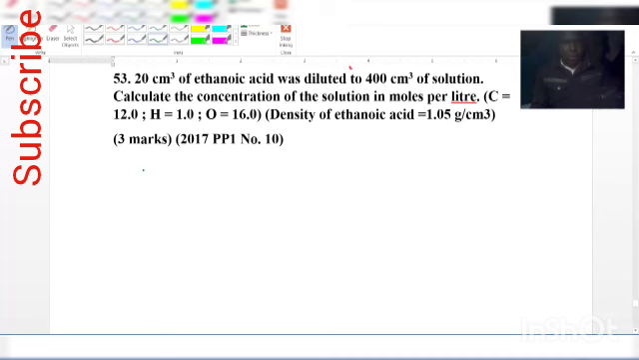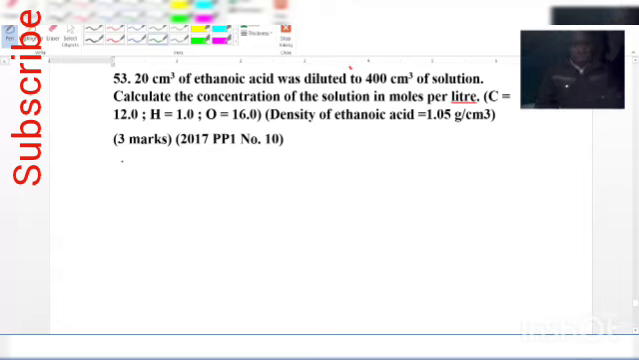20 centimeters cube of ethanoic acid was diluted to 400 centimeters cube of solution. Calculate the concentration of the solution in moles per liter. The density of ethanoic acid is 1.05 grams per centimeter cube. So that's where we begin.